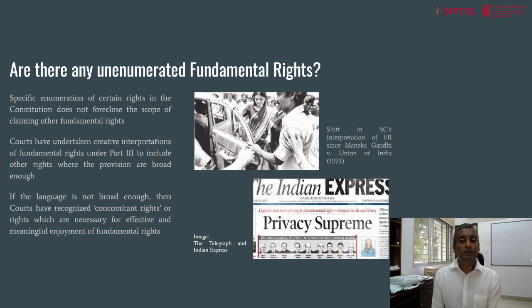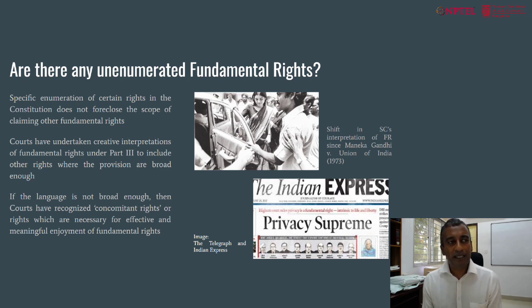Are there unenumerated fundamental rights? Rights that were either discussed in the Constituent Assembly and denied, which we can now reassert, or rights that were never imagined in the early stages of the Indian Constitution framing, but we would now take to be standard rights. What kinds of unenumerated fundamental rights do we have?